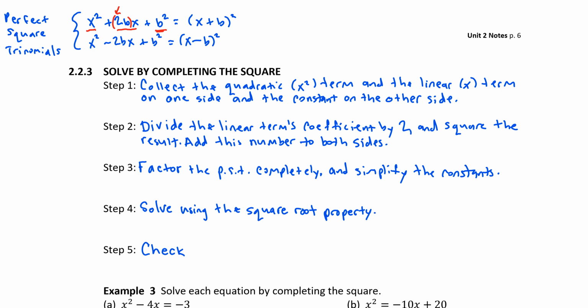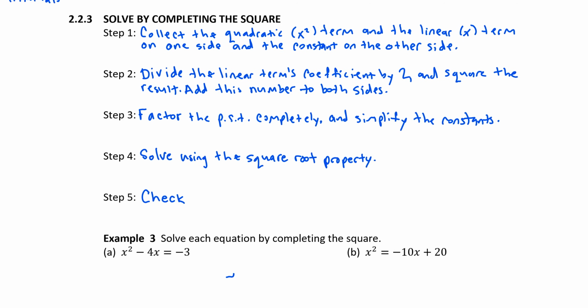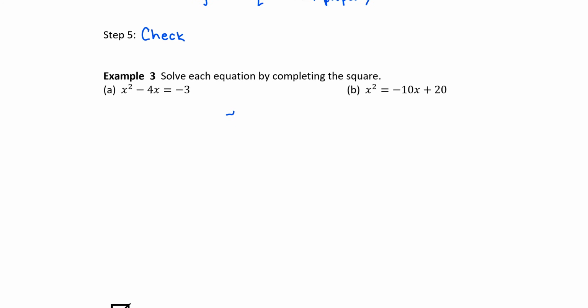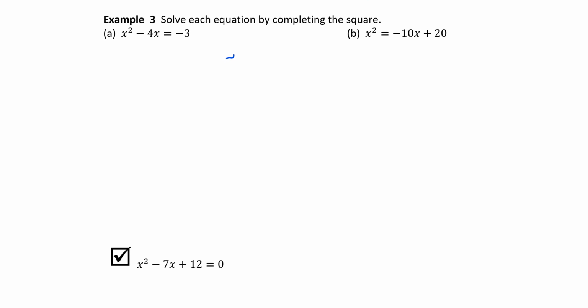Okay, so let's give this method a try. Solve by completing the square. So example 3, solve by completing the square. So we have a quadratic equation. Notice the x squared. And in this case, we already have the quadratic and linear terms together on one side and the constant on the other. So step 1 is done.